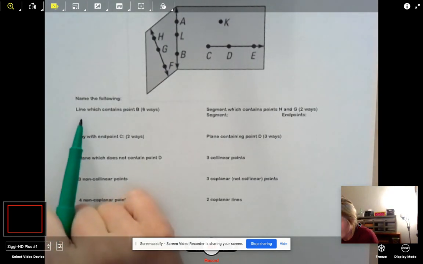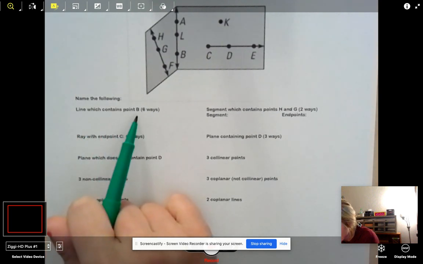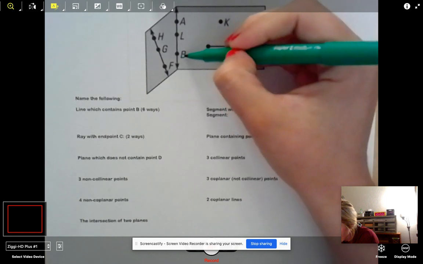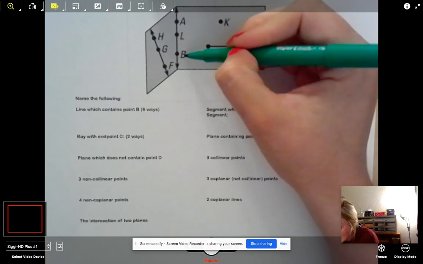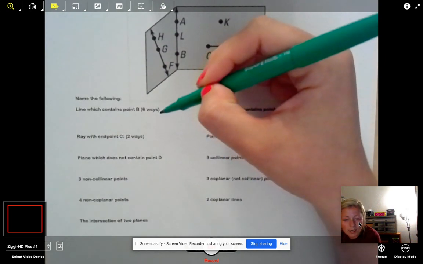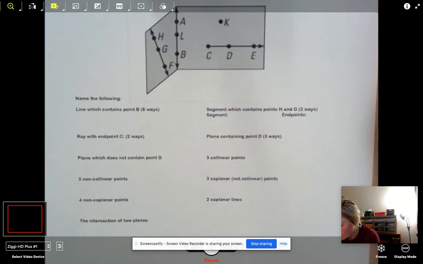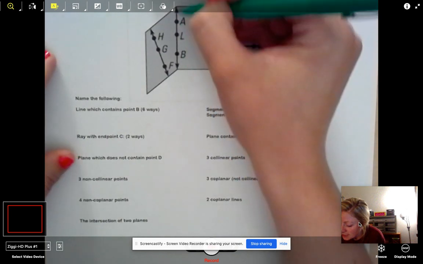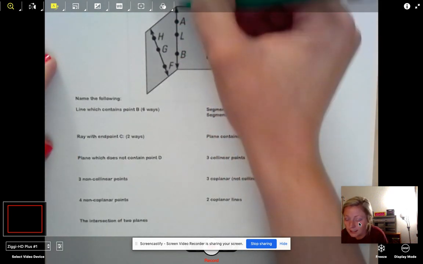It says a line which contains point B. So first we have to figure out where's B. Well, B's right here, and we need to name the line that contains it. And they're telling us there's 6 ways. That's wild, right? So let's just start. Remember, we need 2 points on a line to name it. So what are 2 points on this line right here?